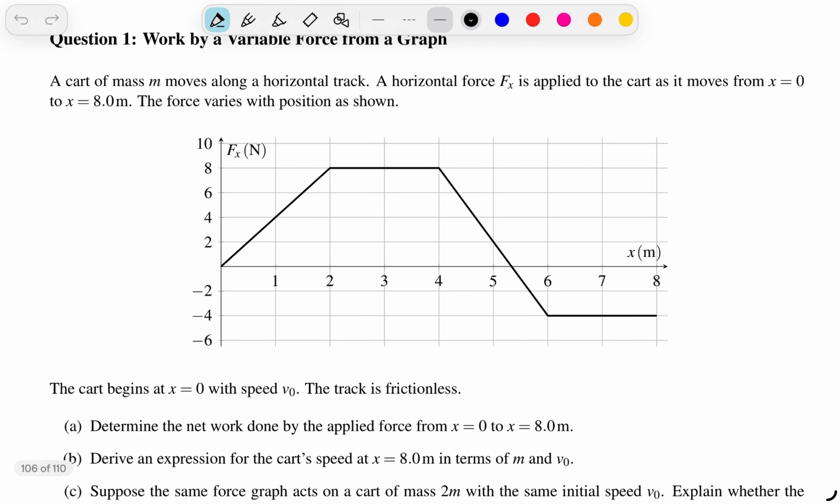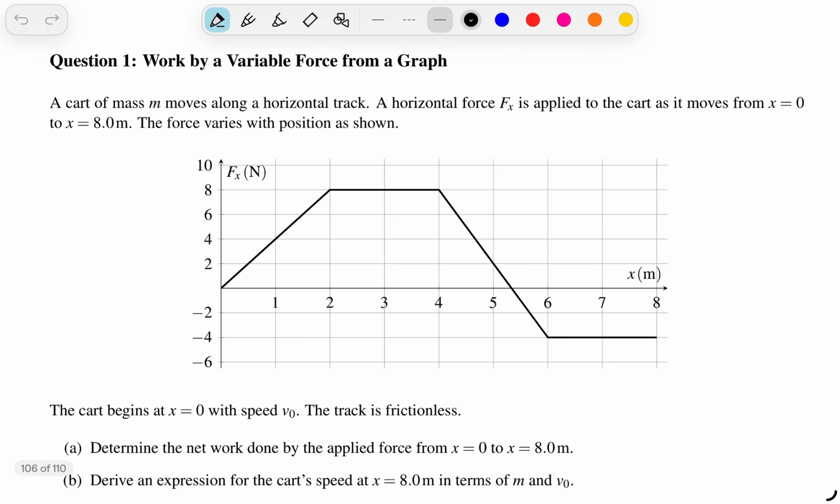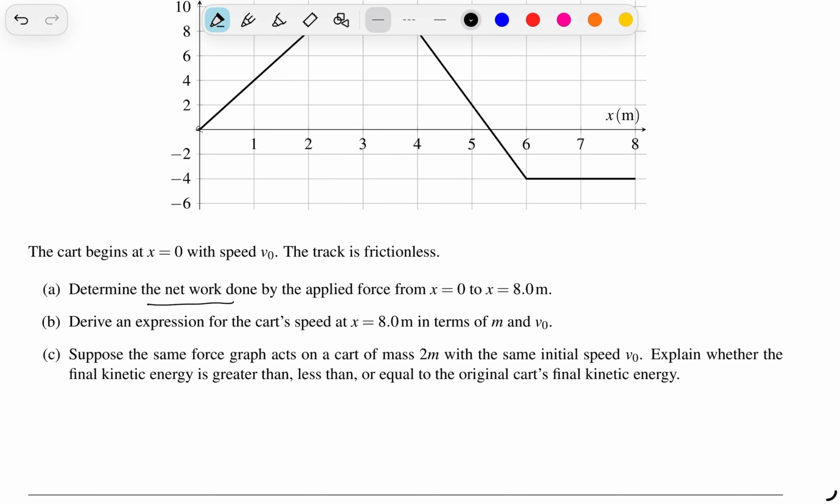So we have a cart of mass m that moves along a horizontal track. A horizontal force Fx is applied to the cart as it moves from x equals 0, which is the starting position, all the way to x equals 8. The variable force is shown on this graph. We are asked to find the net work done by the applied force from x equals 0 all the way to x equals 8.0 meters.